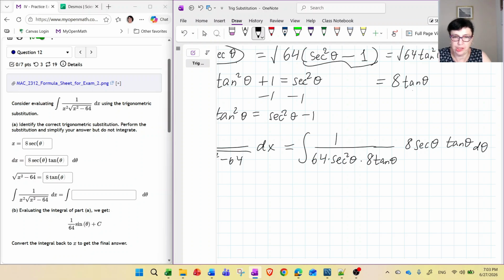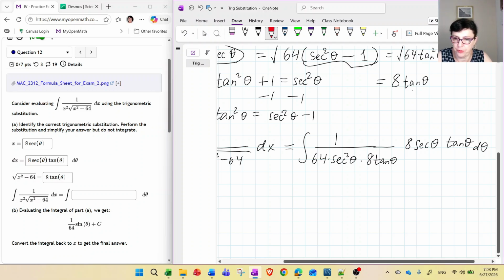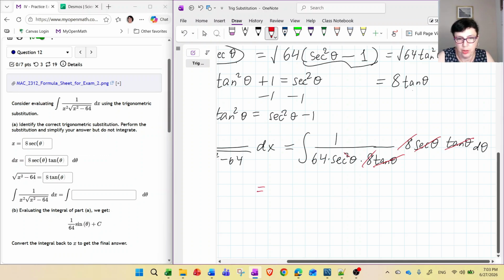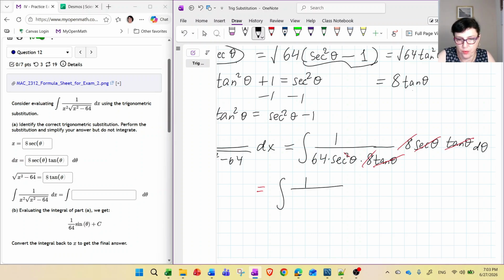Well, we're going to start canceling things. First of all, we see tangent here. That cancels with that tangent. 8 here cancels with that 8. And also one of the secants will cancel, and you're only going to have one left. So we wind up with 1 over 64 secant theta, right?